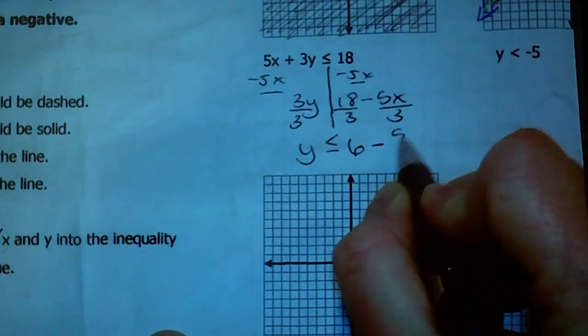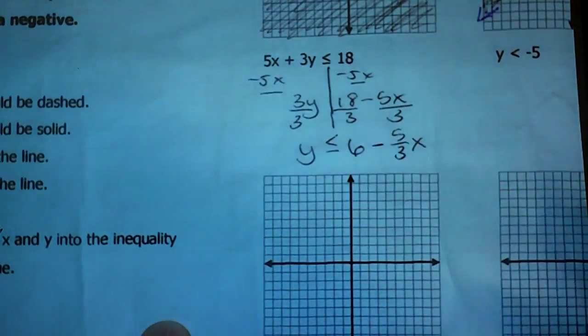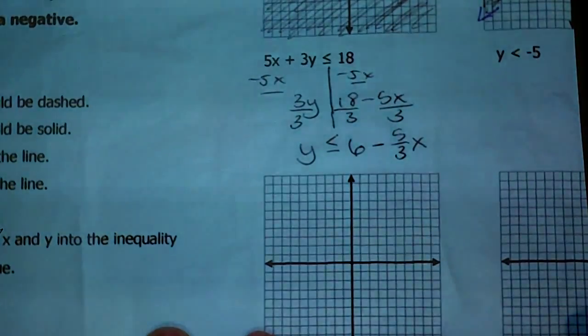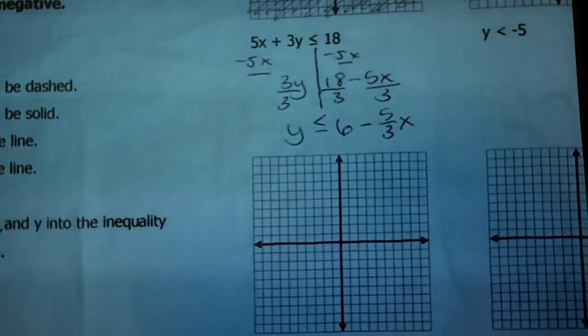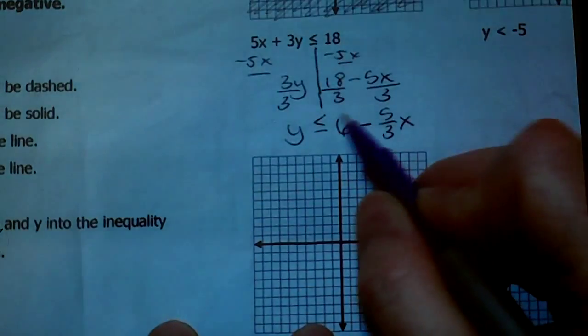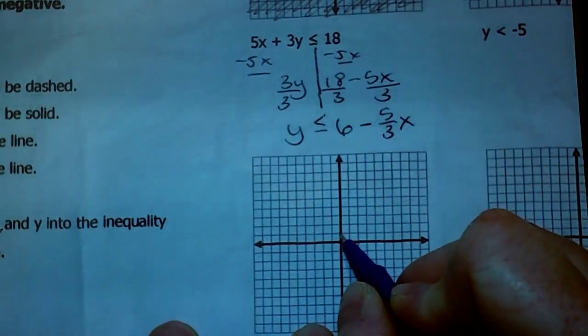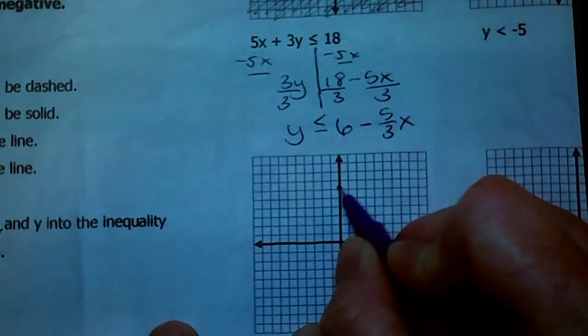And then minus, I'm going to leave this as 5/3 x because I have to graph it anyway, and it needs to be a fraction to graph it. So we're solved for y. Let's go ahead and plot it. 6 is my y-intercept, so 0, 1, 2, 3, 4, 5, and 6.